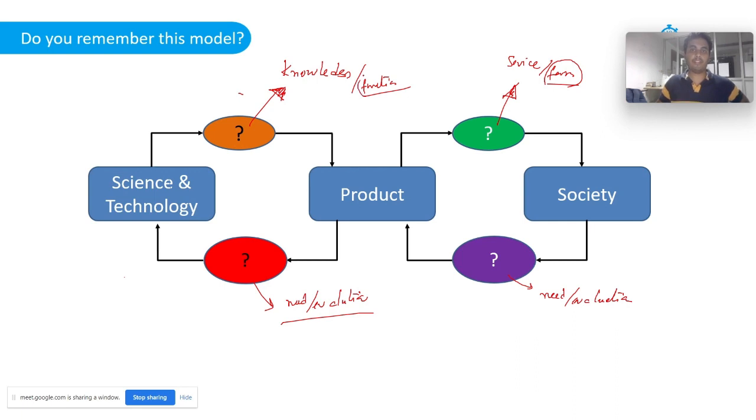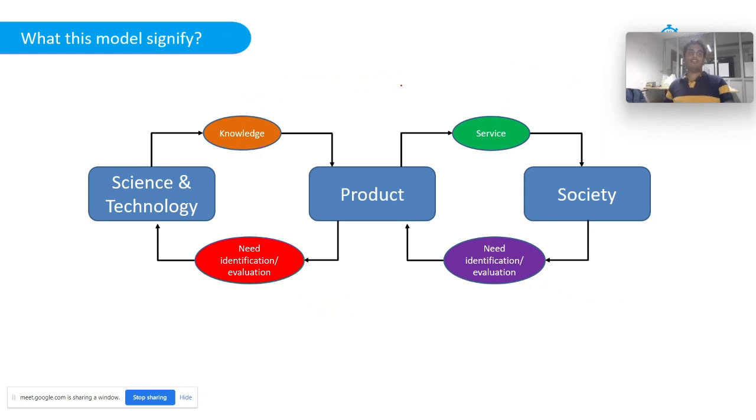Okay. So let me first ask you. What does this particular model signify? What do you mean by this model? Why do we have this model? To distinguish between engineering design and industrial design. Okay, so that is one of the things that you can derive from this particular model.